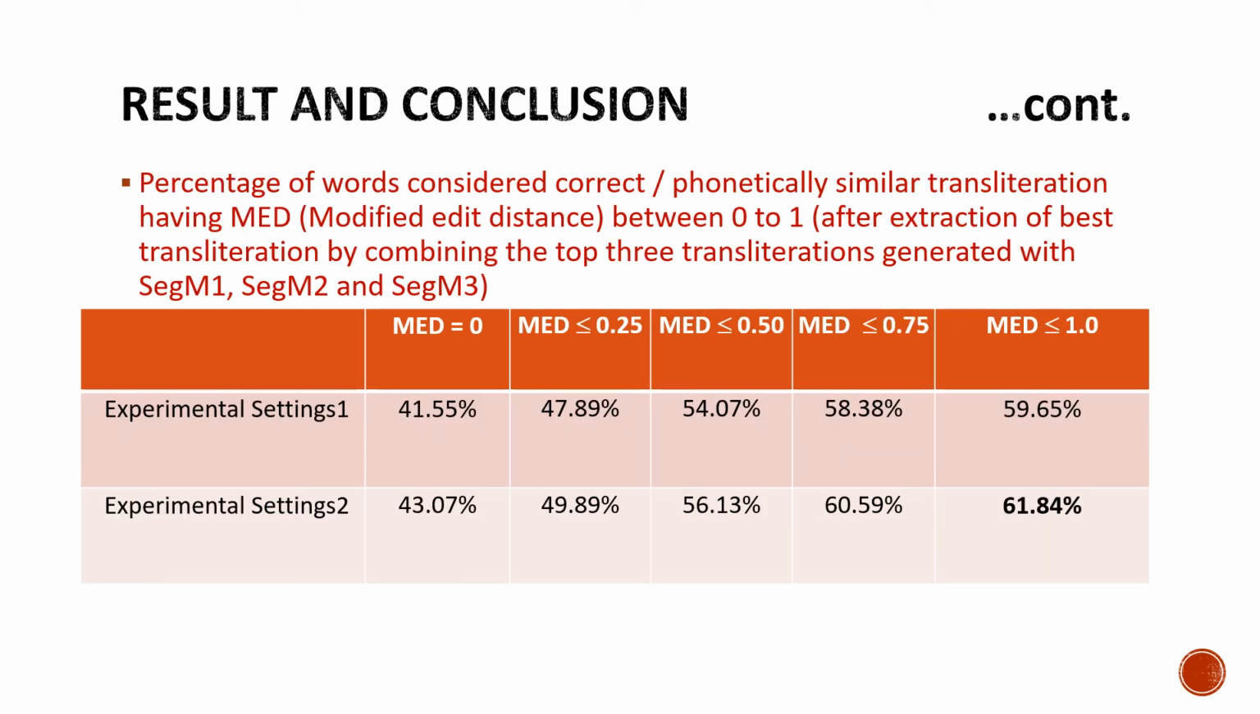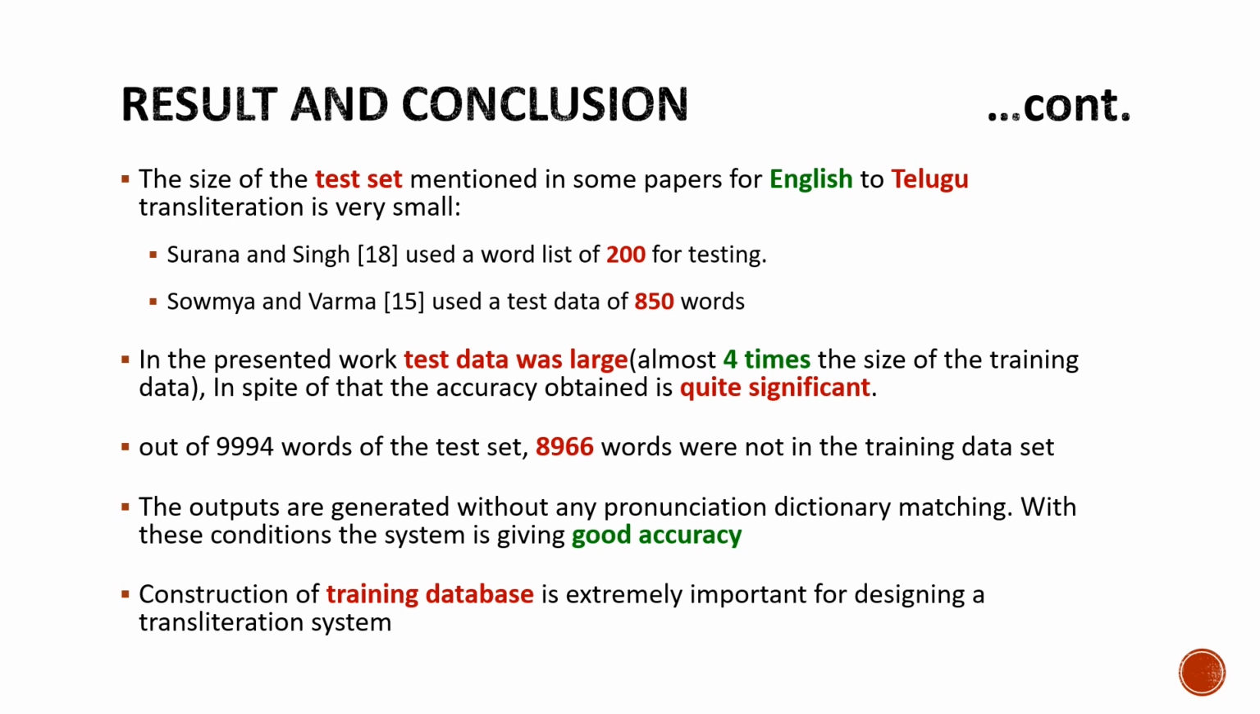Percentage of words considered correct or phonetically similar transliteration, having modified edit distance between 0 and 1 after extraction of the best transliteration by combining the top 3 transliterations generated with different segmentation methods. It was highest with experimental setting 2 when modified edit distance was considered less than or equal to 1. It came to 61.84%.